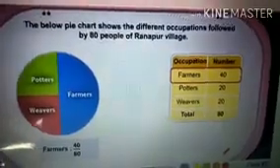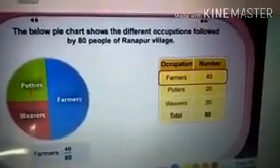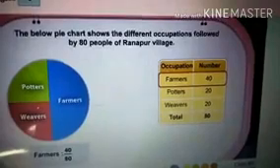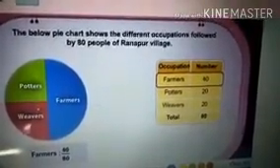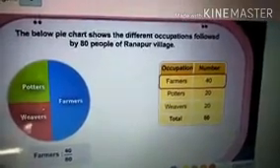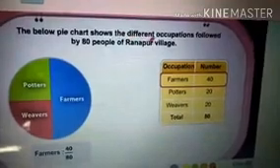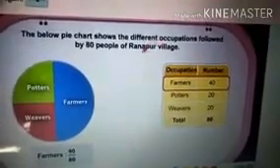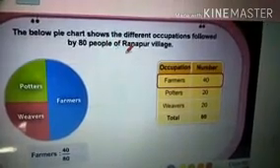So, children, this chart looks like a chapati, no? So, that is why it is called a chapati chart or else a pie chart. We have used pie chart only here. The below pie chart shows the different occupations followed by 80 people of Ranapur village.